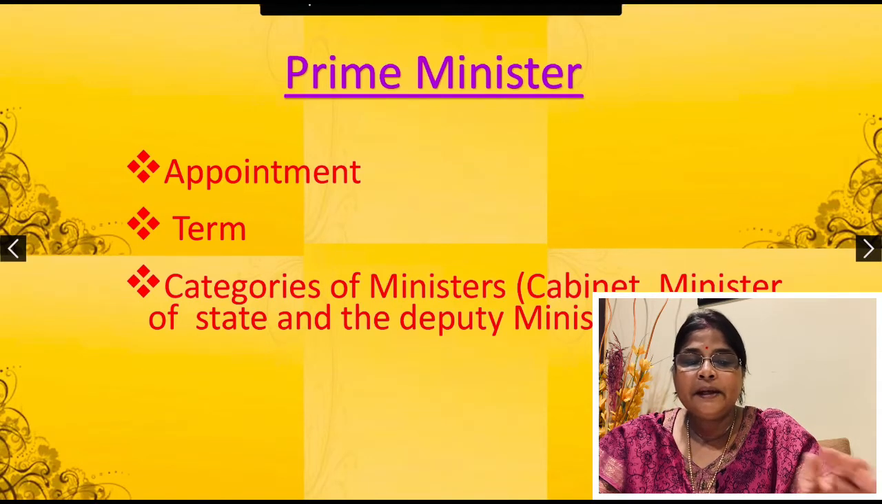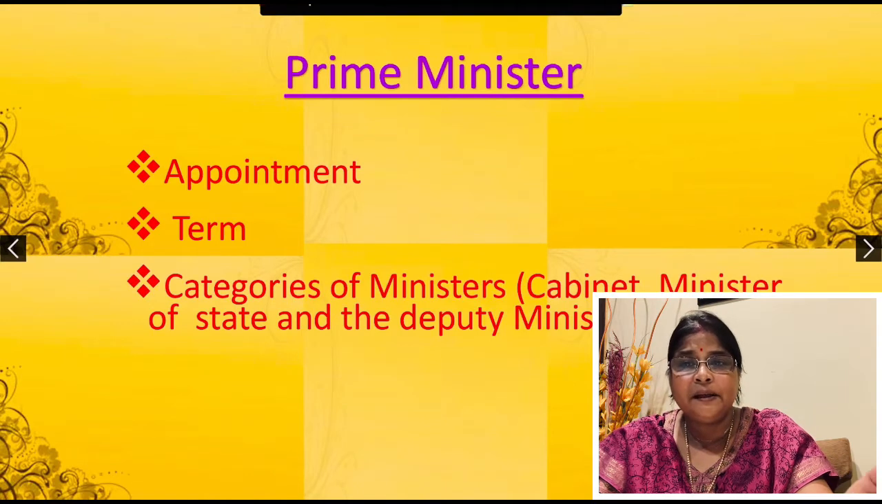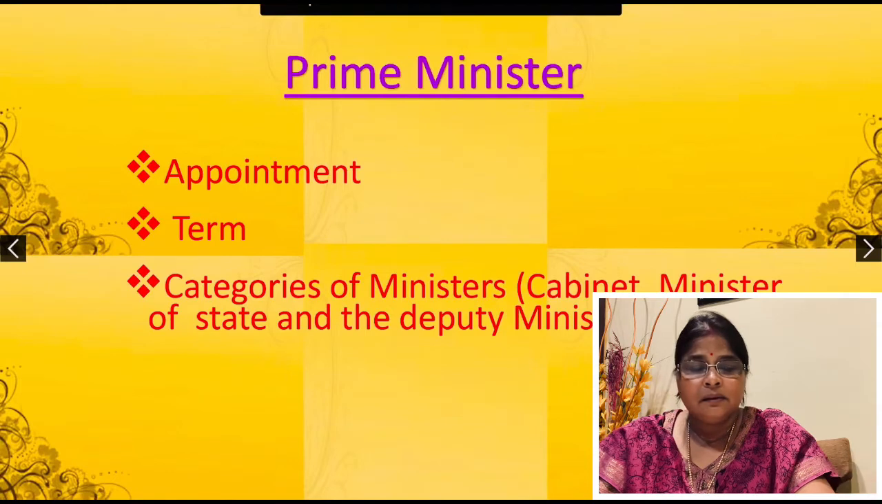The President makes all major appointments on the advice of the Prime Minister and the Cabinet. The Prime Minister coordinates the working of various departments and is a vital link between the President and the Cabinet. Whatever decision is taken by the Cabinet is conveyed through the Prime Minister to the President. That means the Prime Minister is a link between the Cabinet and the President.